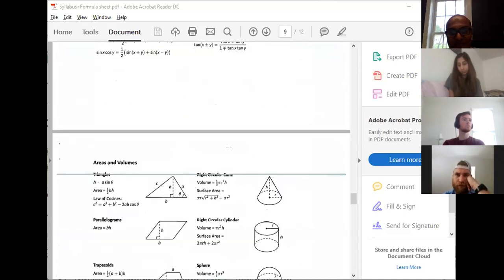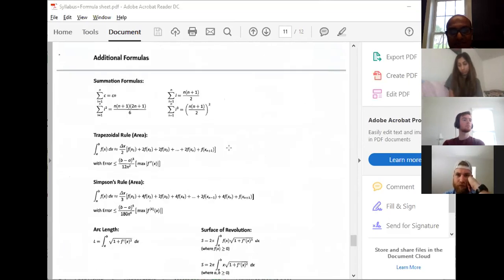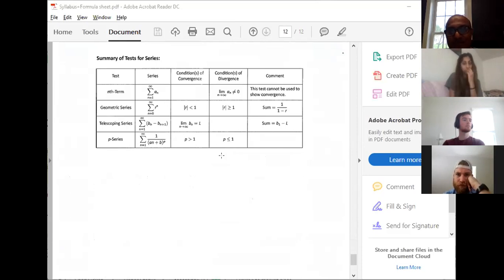Formula sheet. This is counted as your first formula sheet, right?